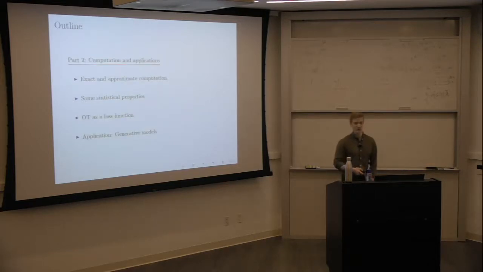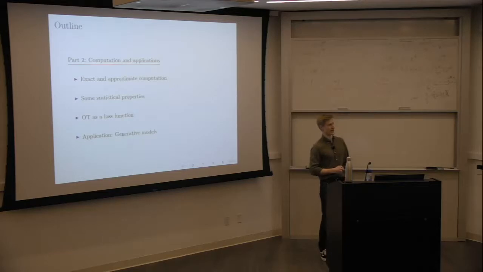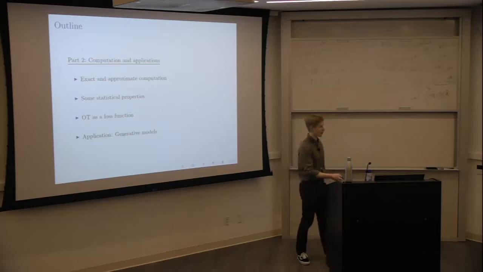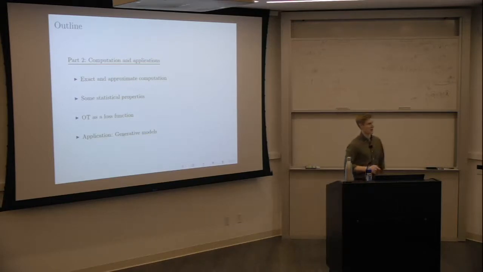The second part, after the break, will be more focused on computation and to a lesser extent applications, but focused on computation. We'll talk a little bit about how to compute optimal transport costs exactly, and then look at mainly one approximate scheme for calculating optimal transport costs. And the advent of fast approximate solvers is really what has led to optimal transport seeing a bit of a resurgence, especially in the statistics and machine learning communities.